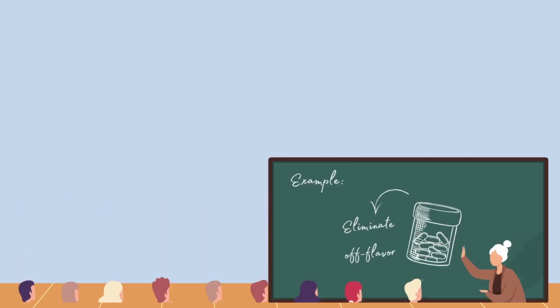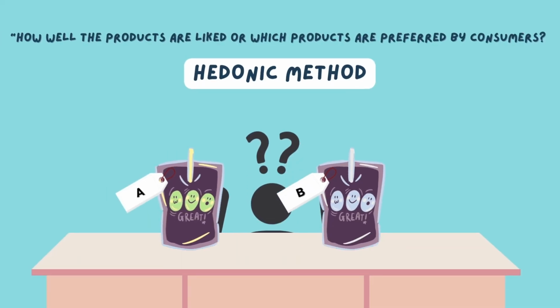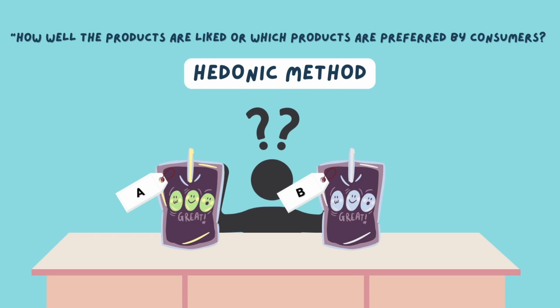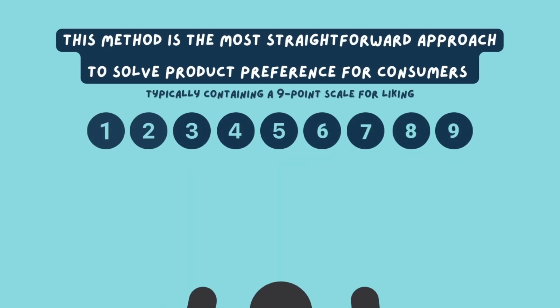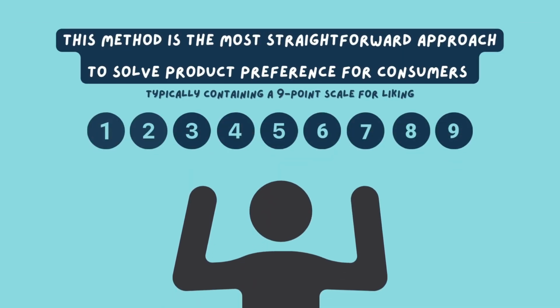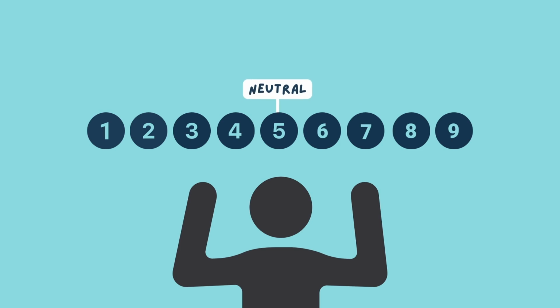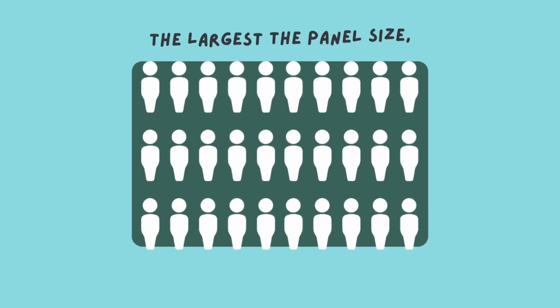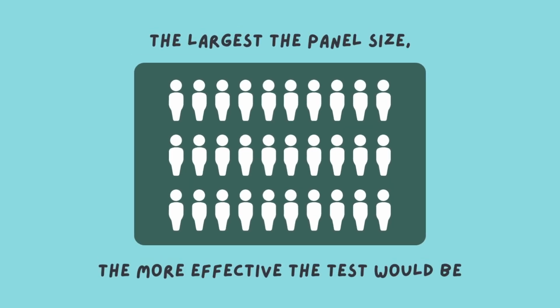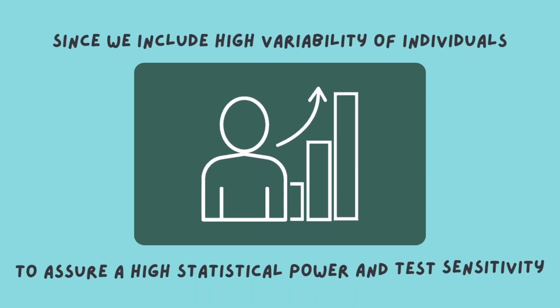Otherwise, if it is different from those two, it will be a hedonic method. This method is the most straightforward approach to determine product preferences for consumers, typically containing a 9-point scale for liking with a neutral center category. Thus, the larger the panel size, the more effective the test would be, since we include high variability of individuals to assure a high statistical power and test sensitivity.